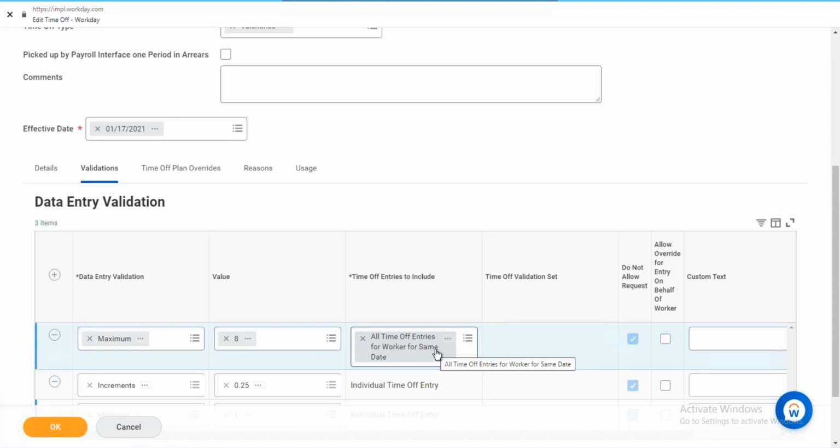And what will happen if we select individual time off entry? Whatever entries you are doing, one or two on that same date, would be considered as one separate entity. So we should not be selecting individual time off entry for the maximum. Depends on the business requirement. These are the fields you need to ask the customer when collecting requirements.